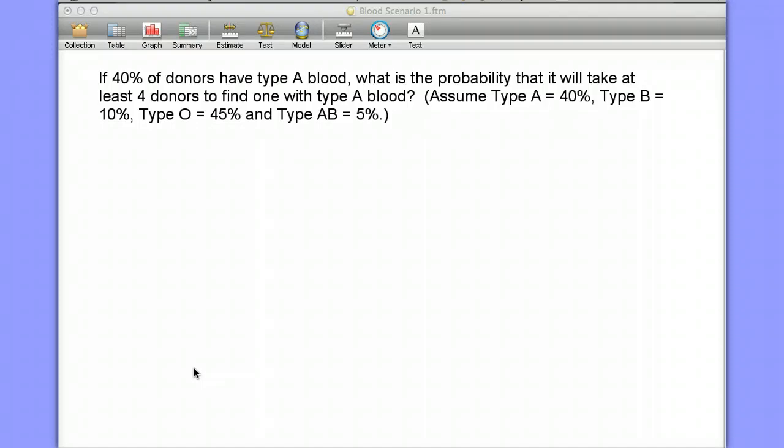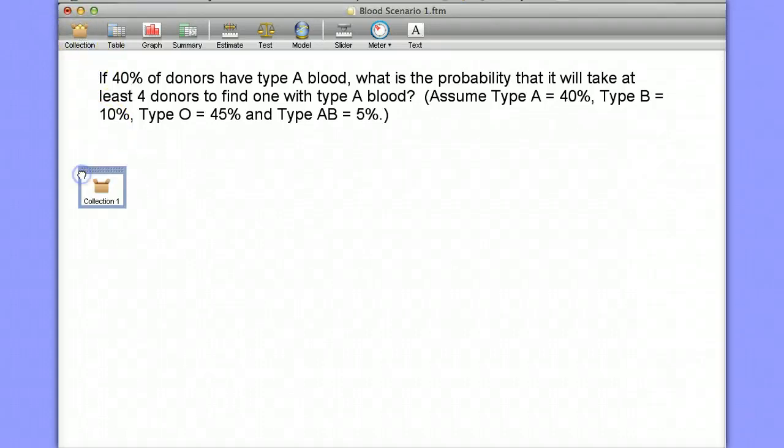We're going to assume type A occurs 40% of the time, type B 10% of the time, type O 45% of the time, and type AB 5% of the time. Let's begin by dragging an empty collection down off the shelf.